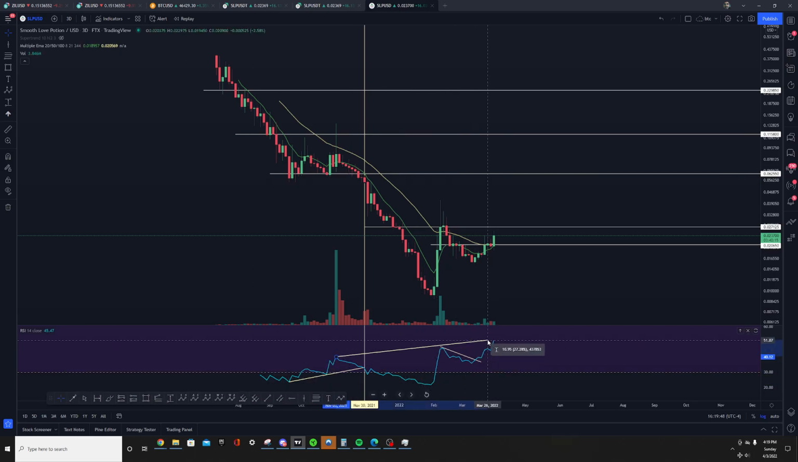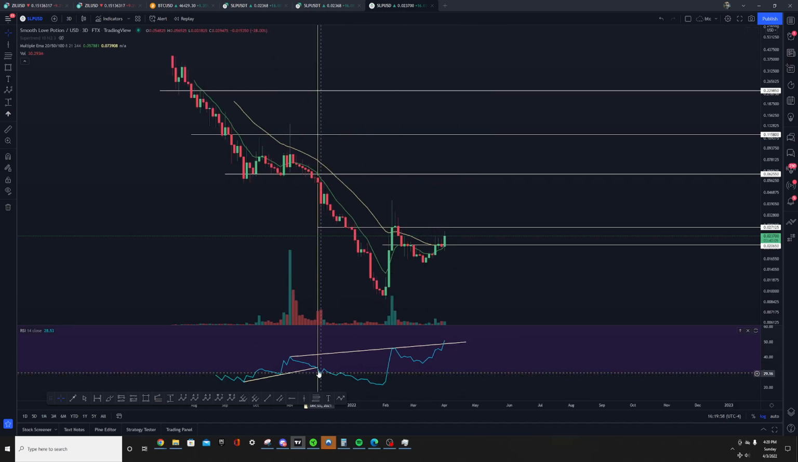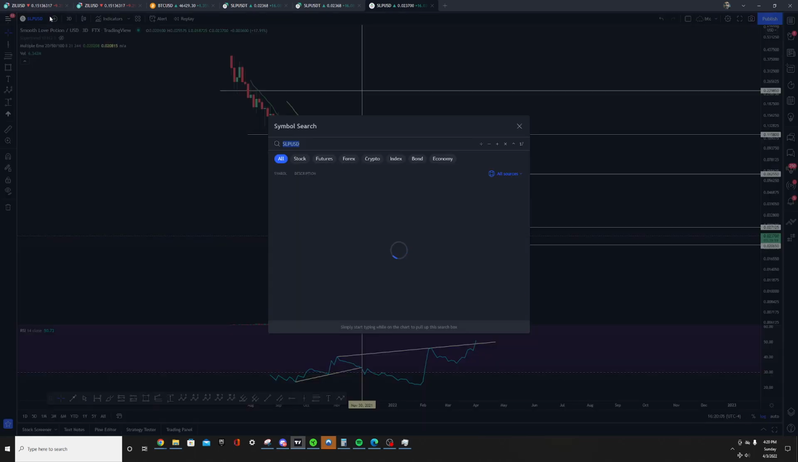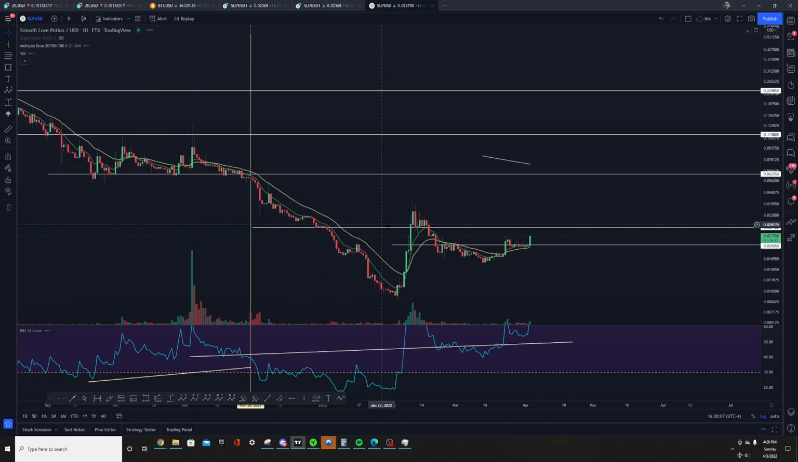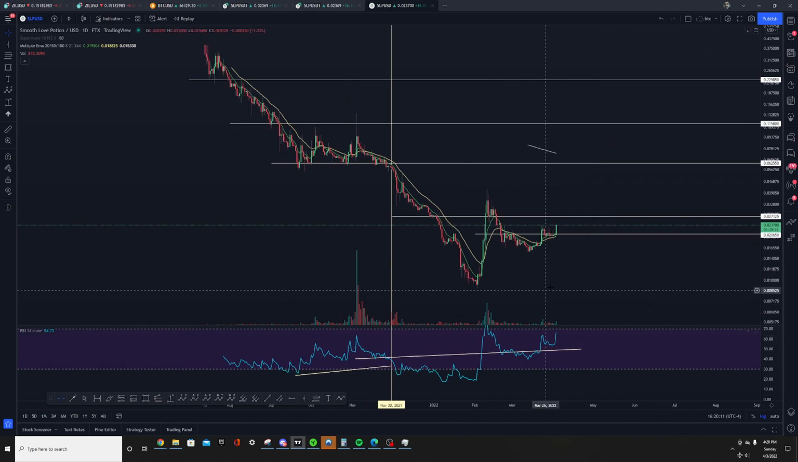So let's see if we can identify it. It's actually pretty good too that we're breaking above this RSI channel, so that's really bullish. That's why I think it's a top 3 coin that can outperform all the other coins. Let's look at it on a daily level. Daily looks amazing.